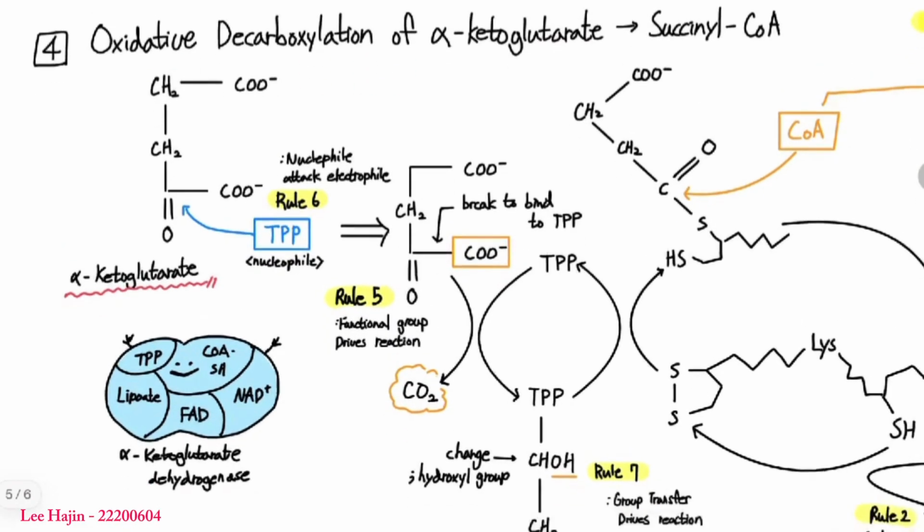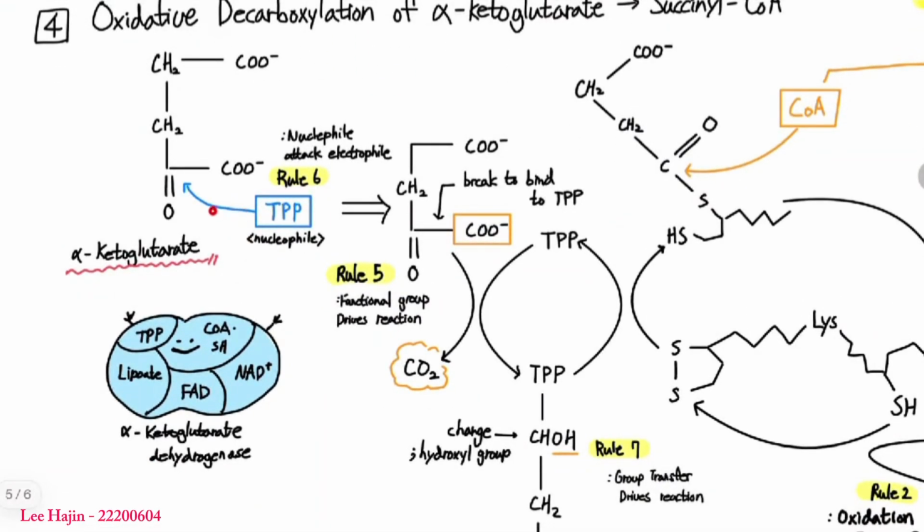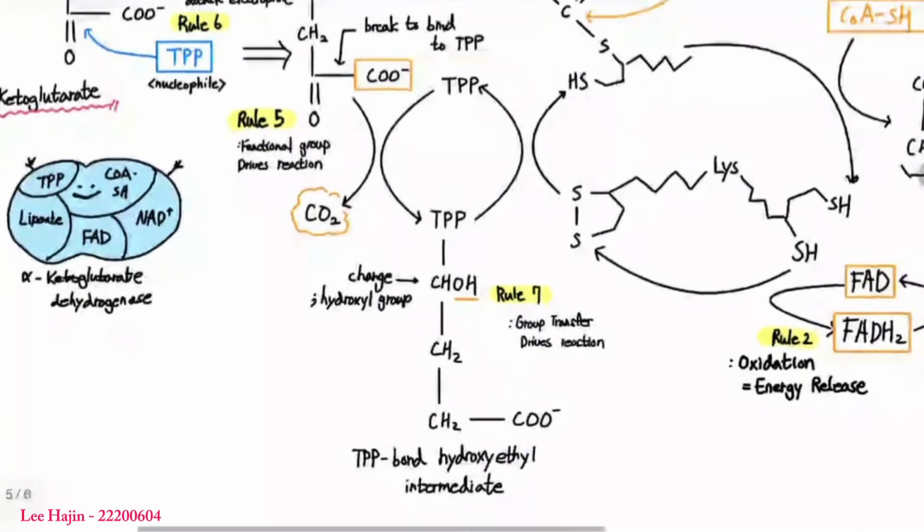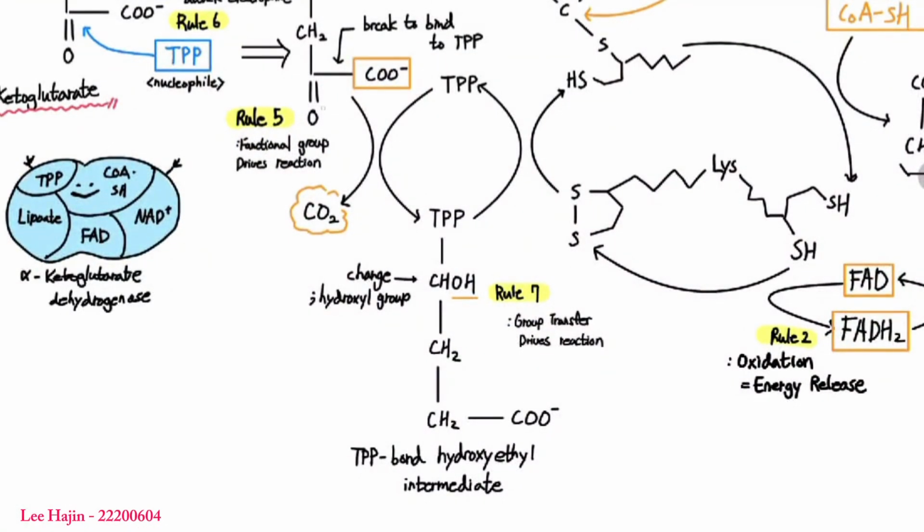So first, TPP acts as a nucleophile and attacks the carbonyl carbon. This weakens the bond between C4 and C5, which breaks, and CO2 is released. The electrons move toward the carbonyl group, forming a carbanion. The carbonyl group stabilizes this with resonance, forming an O negative, which is protonated to make the OH group. And this gives us the TPP-bound hydroxyethyl intermediate.